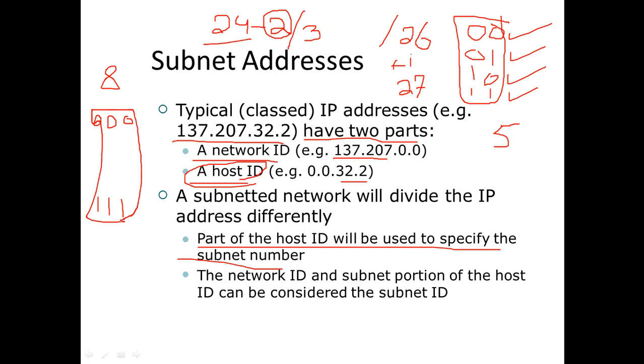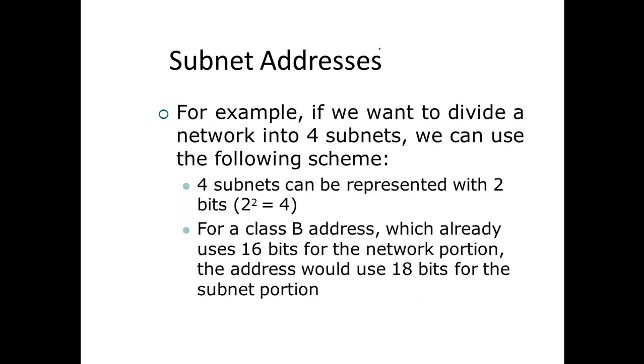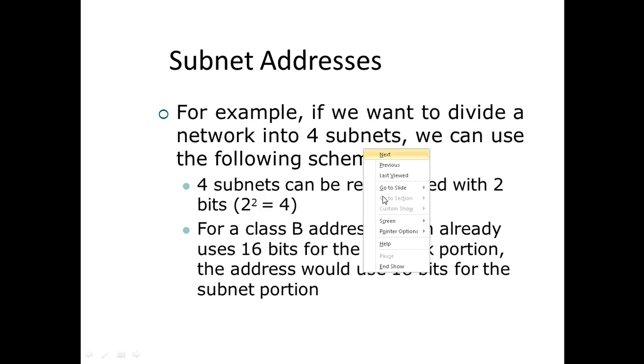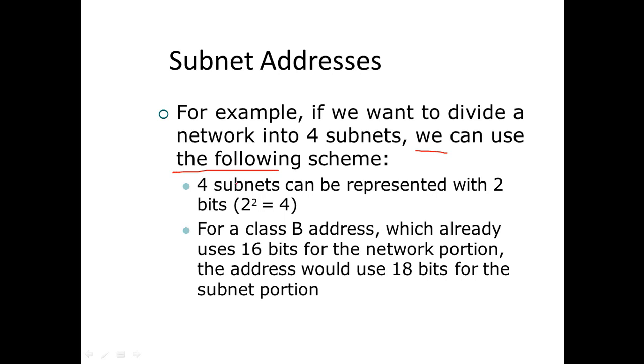So this CIDR is very beneficial, as we discussed in the previous class, in how you can find the mask. So this is your mask, slash 26. This is your subnet mask actually. It provides you the information about subnets, and we have done several numericals in the previous class as well. Now let's look at an example. For example, if we want to divide a network into 4 subnets, the same example that I did in the previous slides. We can use the following schemes. 4 subnets can be represented by 2 bits.